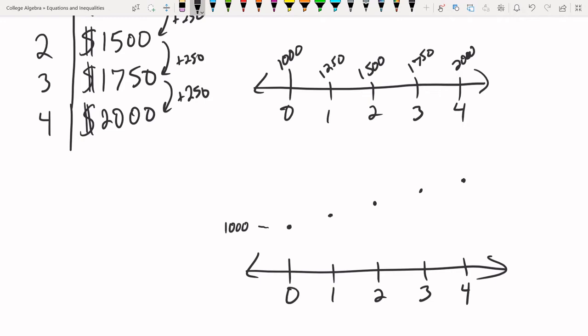Now, what's interesting here is that we can see that these 5 dots fall along the same line, and they do. It is a linear relationship. We can draw a line through them, and we can actually put arrows on the end because we can just continue this trend.